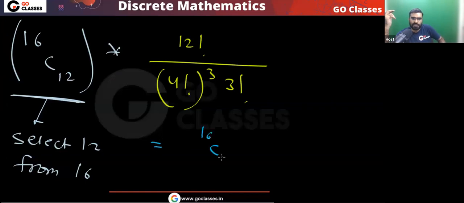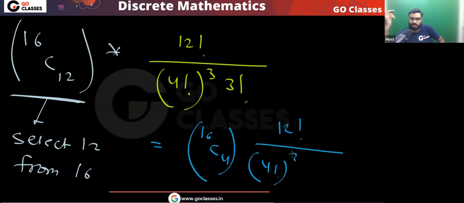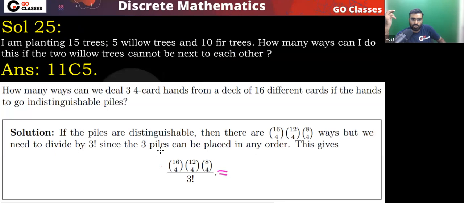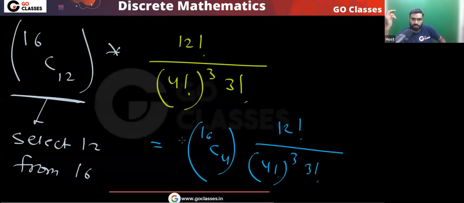See, this I can write as 16C4 multiplied by 12 factorial divided by (4 factorial)^3 times 3 factorial. Are you getting the same? Is this the same as this? Here also you have 16C4. You got 16C4. Okay, no problem. Next.